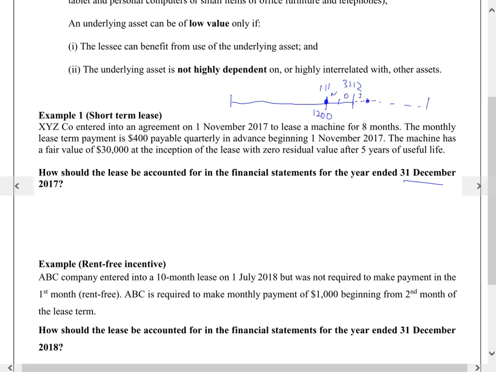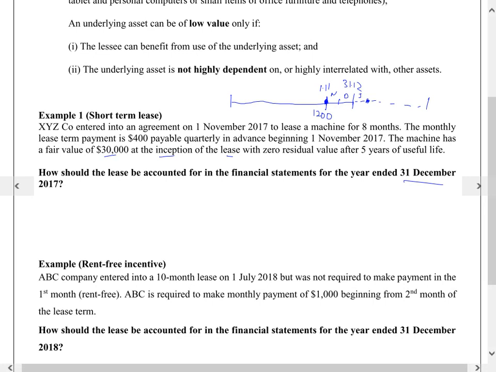Continue. The machine has a fair value of 30,000. The market value of this machine when I rent is 30,000 at the inception, which means at the beginning of the lease, with 0 residual value after 5 years. I can use it for 5 years, so if I recognize the asset, I'm going to recognize depreciation of 6,000 a year. But here it is only 2 months, correct? So I'm going to depreciate 2 months if I recognize asset and liability.